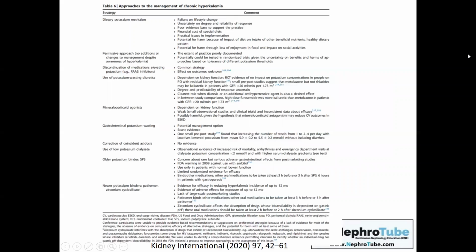You can use exchange resins. You have to avoid drugs that may increase the potassium level. And you have to control the acidosis in these patients, maybe by oral sodium bicarbonate. And actually, most of our CKD patients are on oral sodium bicarbonate for the target of correction of acidosis to delay the progression of CKD.